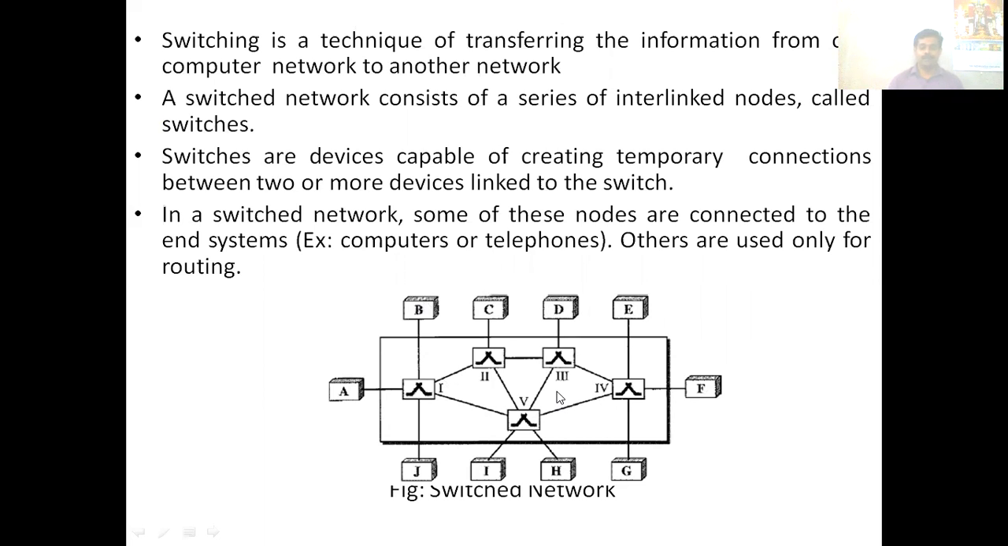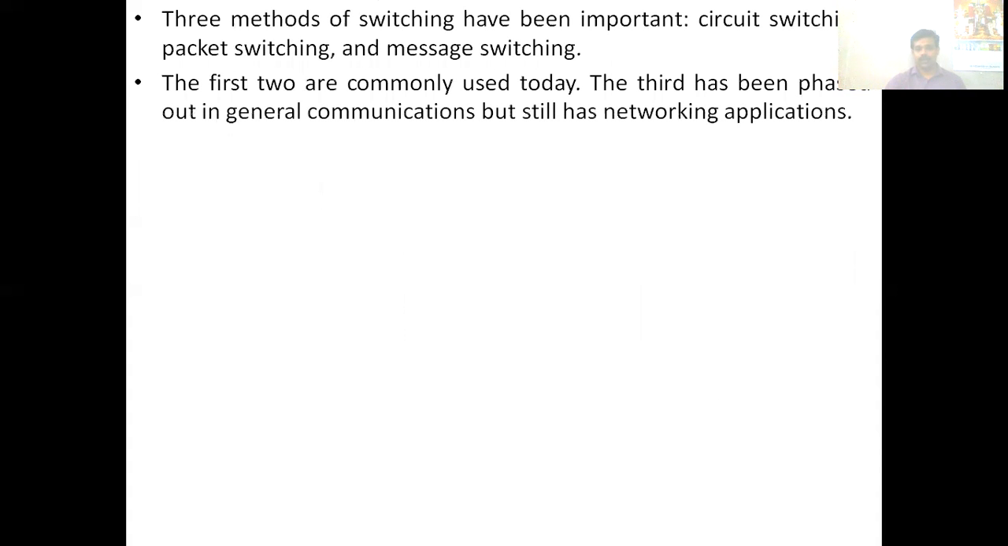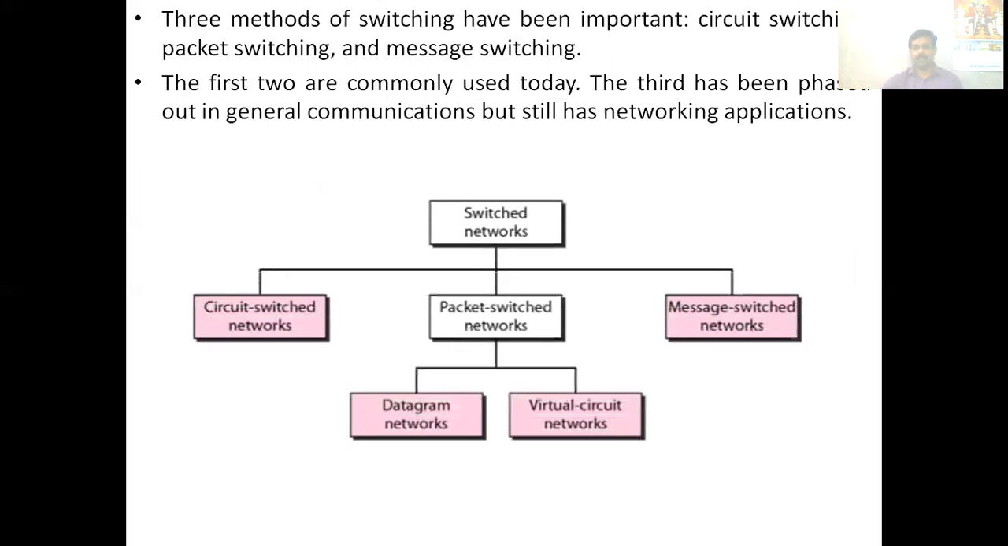So actually, what is switching? Switching is a technique of transferring the information from one computer network to another computer network. And what is a switch? A switch is a device capable of creating temporary connection between two or more devices linked to the switch. There are three methods of switching, that is circuit switching, packet switching, and message switching.